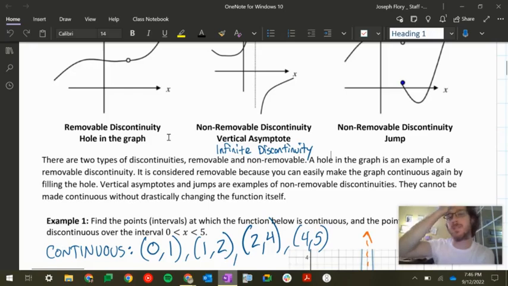It says there are two types of discontinuities, removable and non-removable. A hole in the graph is an example of a removable discontinuity. It's considered removable because you can easily make the graph continuous again by filling the hole. And we'll look at examples of doing that later on. Vertical asymptotes and jumps are examples of non-removable discontinuities. They cannot be made continuous.